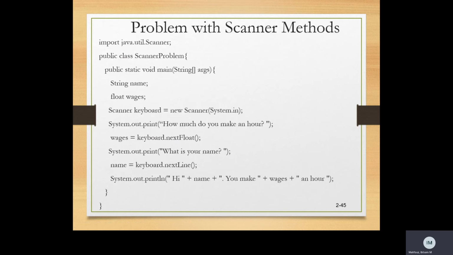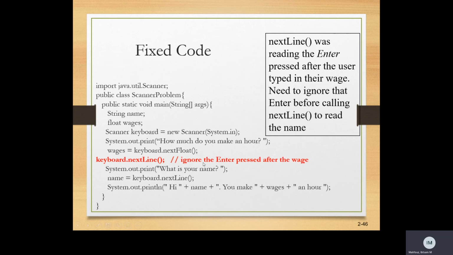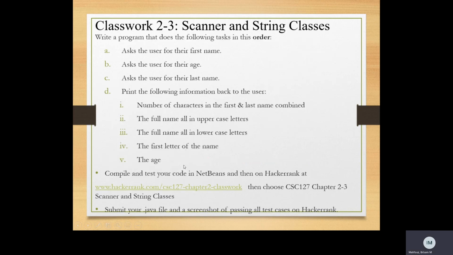Now, like we saw, there is a problem when we're using Scanner. Here, we imported Scanner, we created our keyboard, and we asked them how much do you make an hour. We're asking them for a float, and then we're asking for a string. So anytime you ask for a number followed by a string using nextLine, you're going to run into an issue like we saw. And the fix is to add a nextLine. You go to the keyboard, the Scanner, and say, ignore that enter the user pressed after the number. And so adding this one line will fix the code for us.